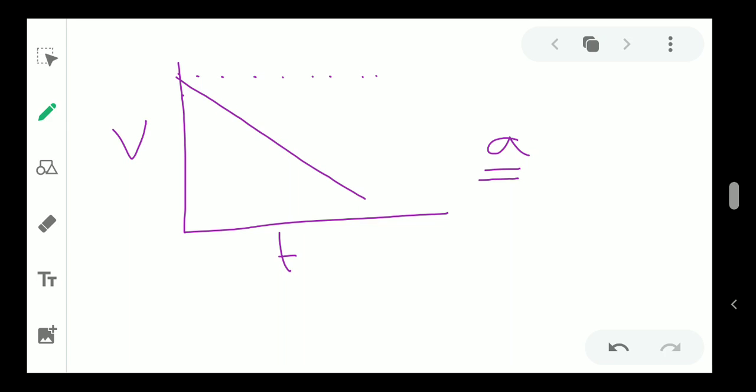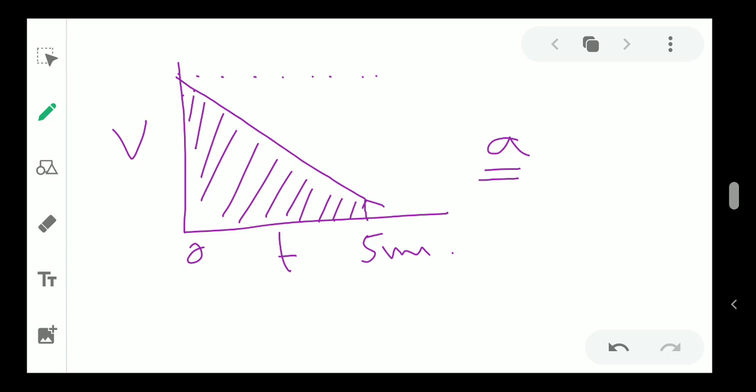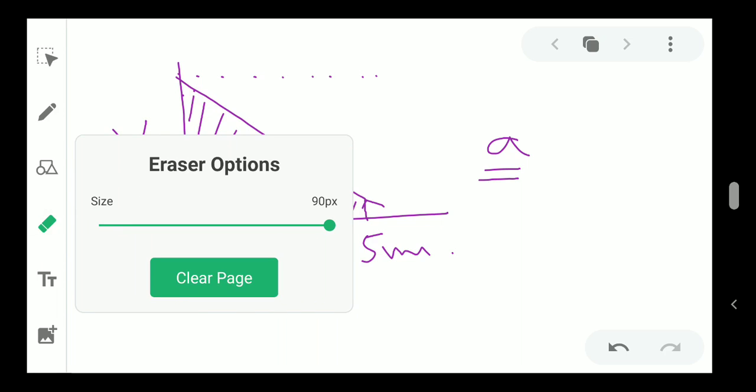One more thing: whenever you are asked to find the distance covered by any object within some time, say from 0 to this point, that is my 5 minutes, what you have to do is just find the area under the curve. That's it. Okay, so this is only for a v versus t graph. Now coming to our next topic.